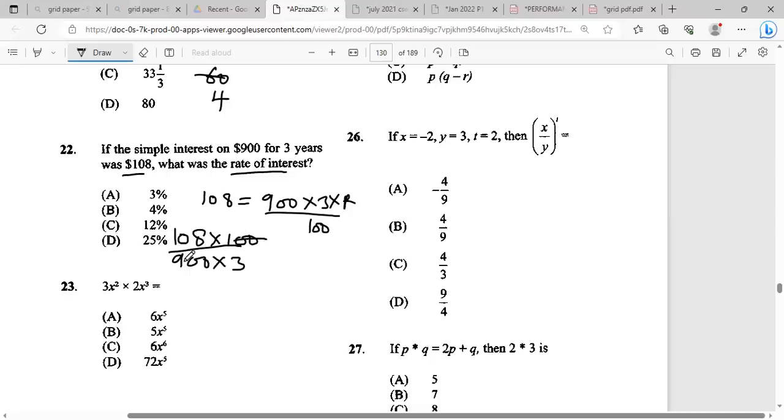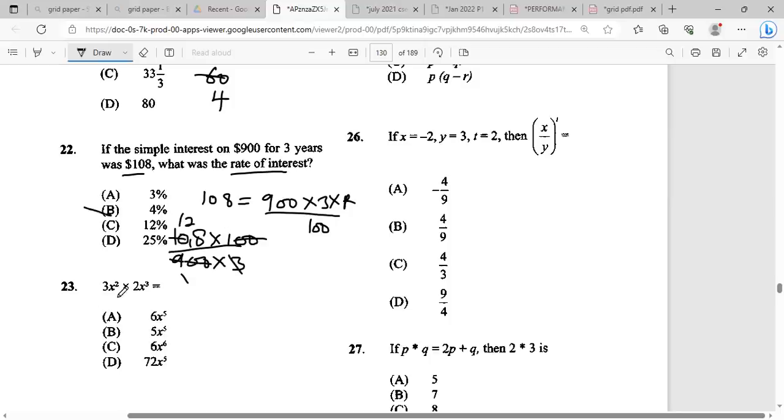We times by 100, and then we divide by 900 times 3. This cancels this. 9 can go into 108 12 times. 9 into that 1, that leaves 1 and leaves 1, which gives you 2. And then 12 over 3 gives you 4. So that's 4%. The rate was 4%.